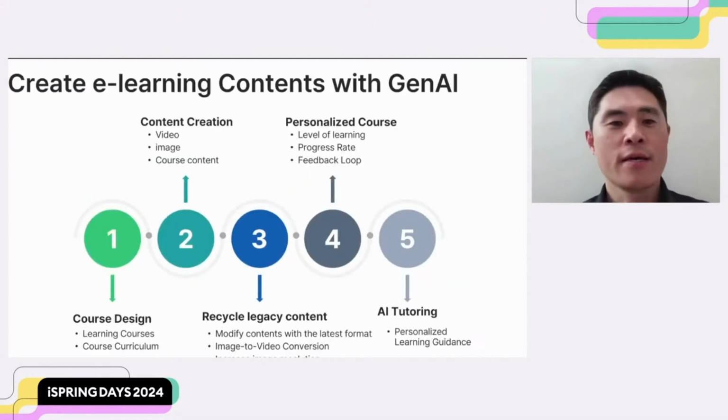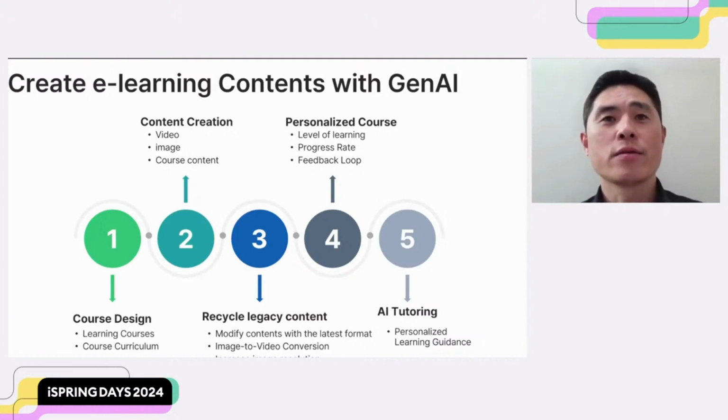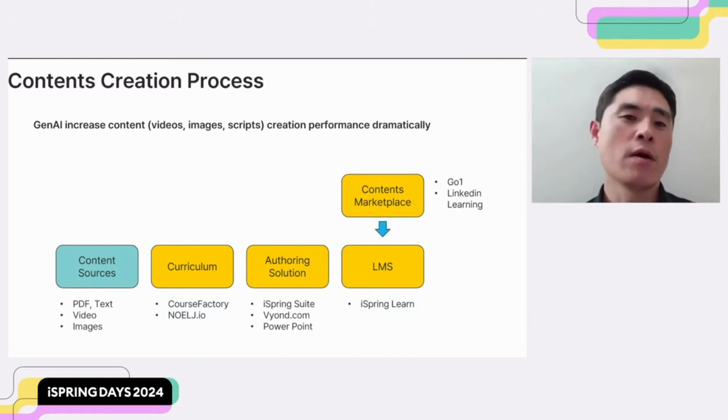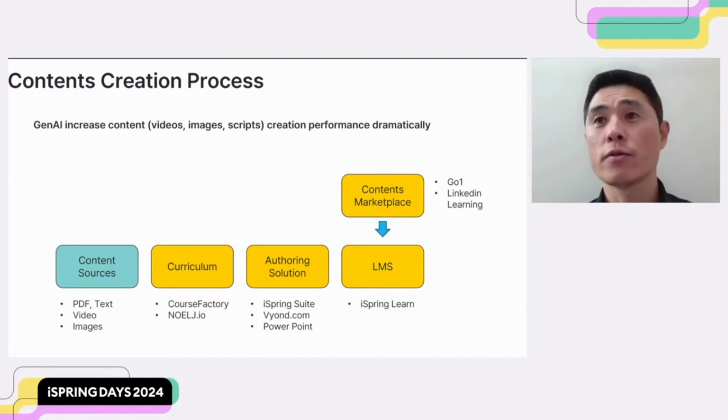Okay. We can use generative AI for learning course design, content creation, reuse of old material, personalized learning, and AI tutoring. And here is some process that I give you as a hint at first. For the content source, we can use our existing PDF, text, and video files, and also we can create the curriculum and authoring solutions through the iSpring Suite.